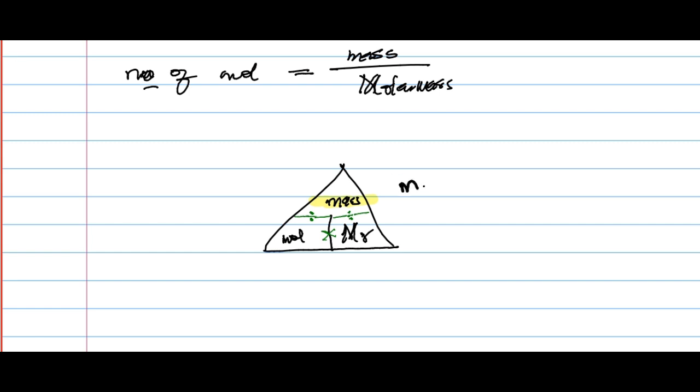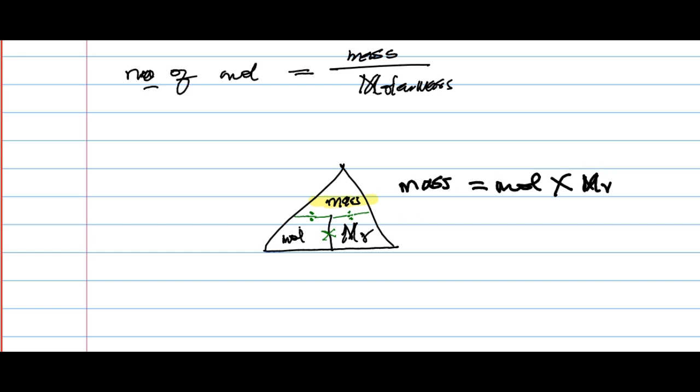So it means you can just say mass equals mole times molar mass. We use MR, which is relative molecular mass, to represent molar mass. It's the same thing. The only difference is that MR will not have unit. Anyway, let's go.